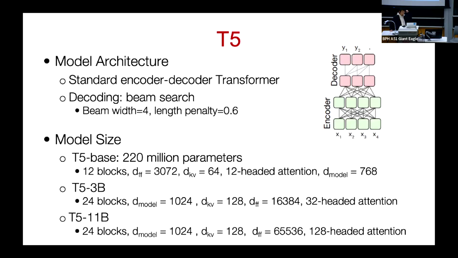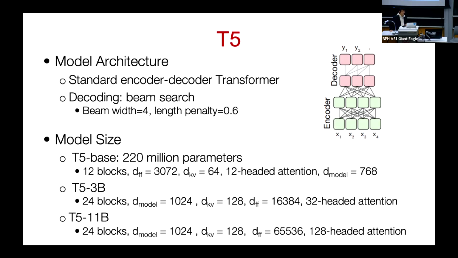Okay, so the first model that we'll take a brief look at is T5. So T5 is an encoder decoder model. The decoding strategy you've already implemented in 3P1 is beam search. So there are different decoding strategies for language models because essentially you're trying to sample a next token from a probability distribution.